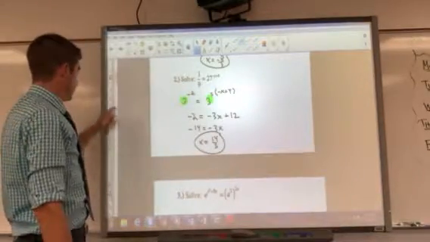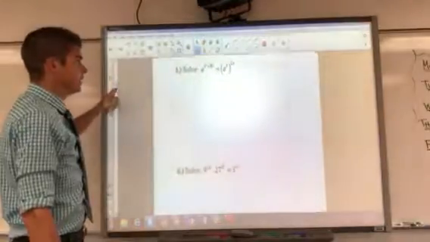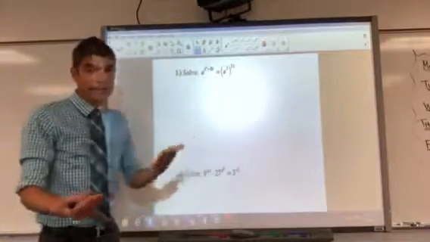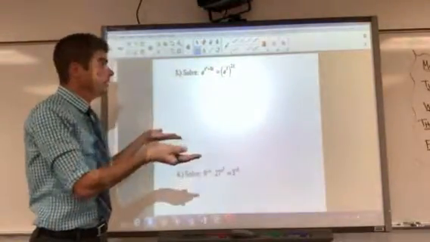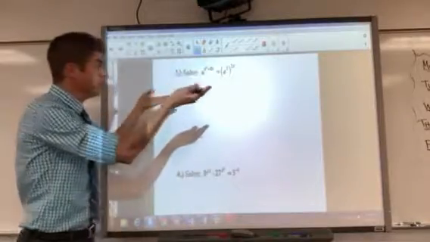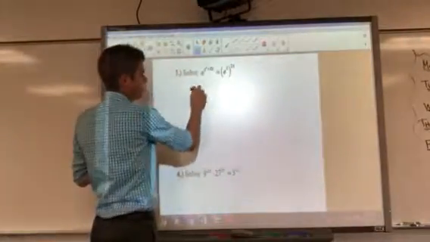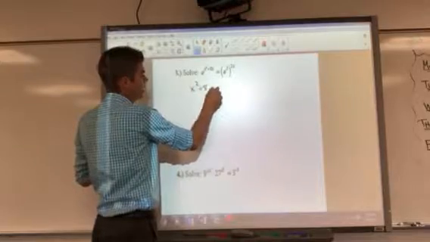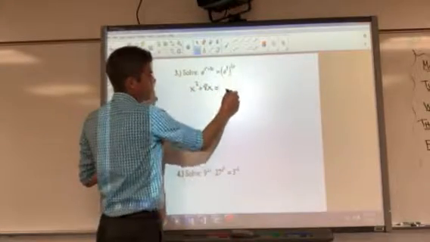Okay. And on number 3, don't be intimidated that there's an e. That's the base, and it's already e and e. So I can just set the exponents equal to each other. x squared plus 8x must equal, if I distribute that, 6x.